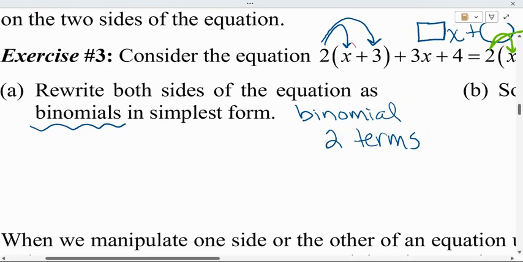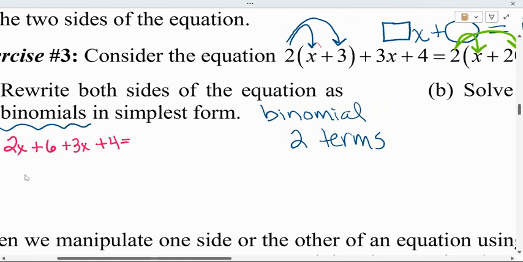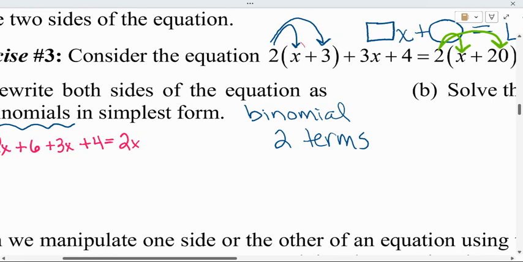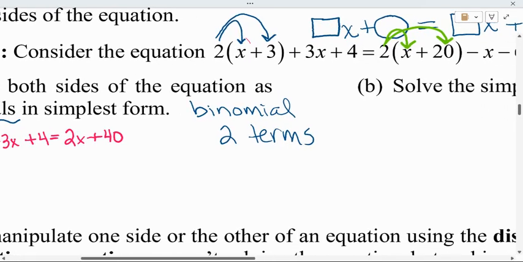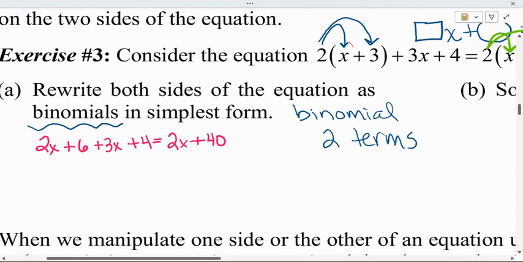What is 2 times x? 2x. And what is 2 times positive 3? Anyone? 6. And I'm going to finish that equation out. Plus 3x plus 4 equals, and now we're looking at the other side of that equation. 2 times x is 2x. And 2 times 20 is 40 plus 40. And then bring down the rest of that equation. Minus x minus 6.